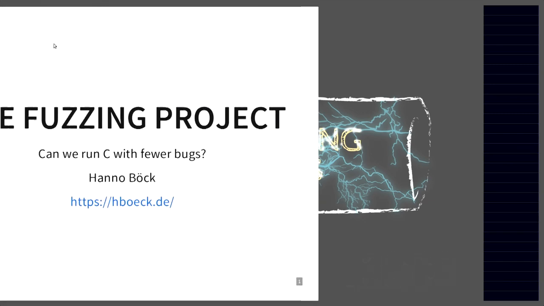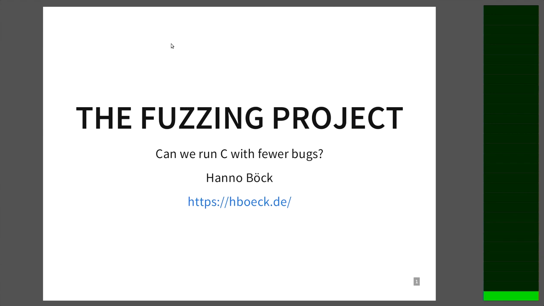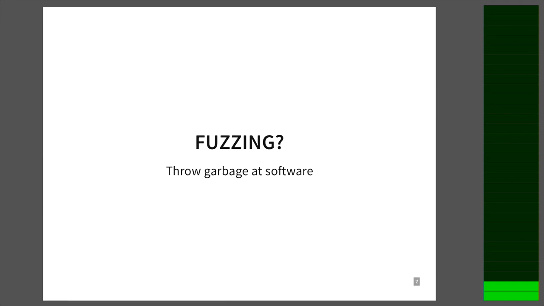Let's go. Hello. I'm Hanno, and I run the Fuzzing Project, where I try to fuzz free software, improve security and remove bugs from free software packages. Fuzzing can basically be explained as throwing garbage at software. You use some input, then add errors to the input, and see if something bad happens. Something bad could be a crash, but also everything that indicates that there's some bug.